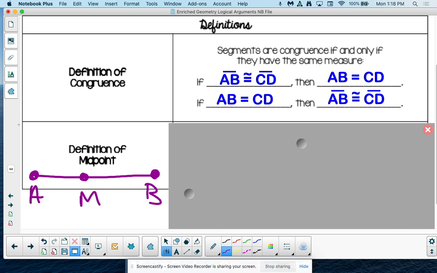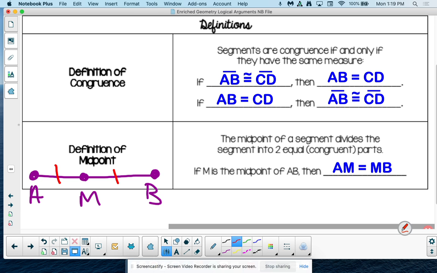If I had this picture here and I'm told that M's the midpoint, what do you guys know? If M's the midpoint, AM equals MB. Beautiful. That's the definition of a midpoint. Maybe draw that picture on the side since you have the space to, just so you know what it looks like. So if M is the midpoint of AB, then you guys know that AM equals MB.